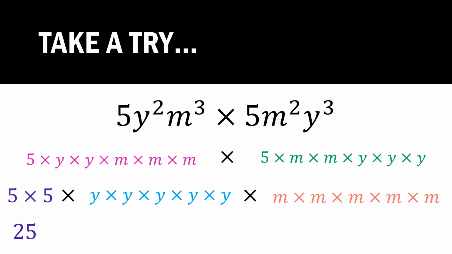5 times 5 is going to give me 25. Then we have y being raised to the 5th power because it's being multiplied 5 times, and our m being raised to the 5th power because it's being multiplied 5 times.